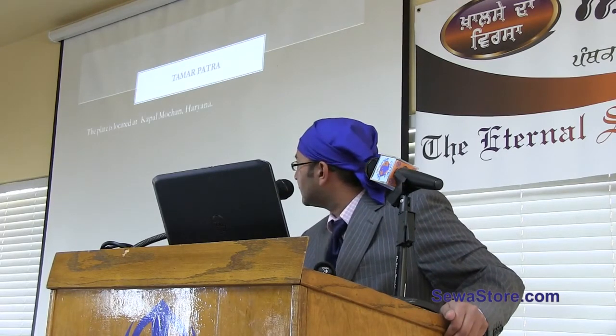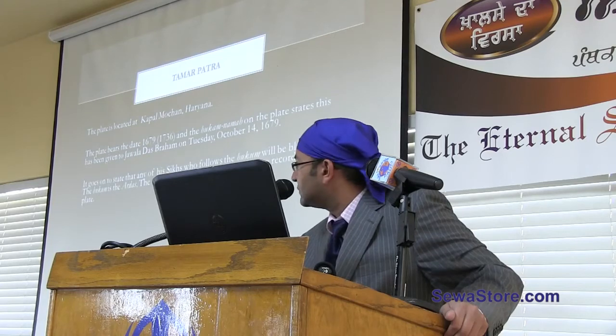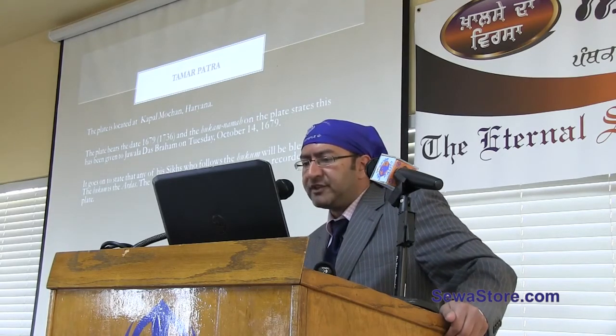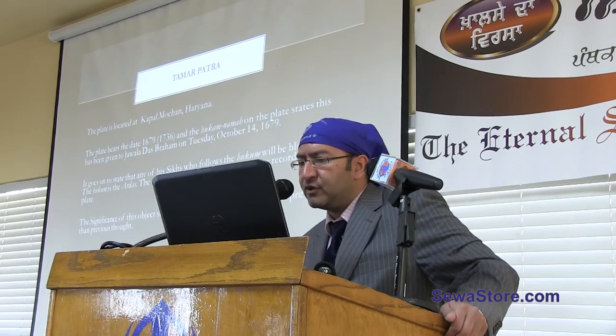The plate bears the date 1679, and the Hukamnama on the plate states this has been given to Jawala Das Brahm on Tuesday, October the 14th, 1679. It goes on to state that any of his Sikhs who follows Hukam will be blessed. The Hukam is the Ardas itself. The opening lines of the Ardas are hence recorded on this plate.